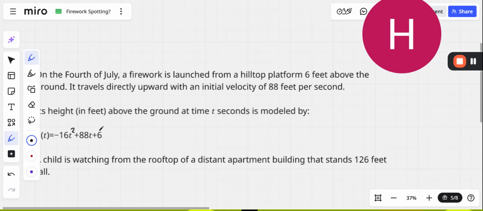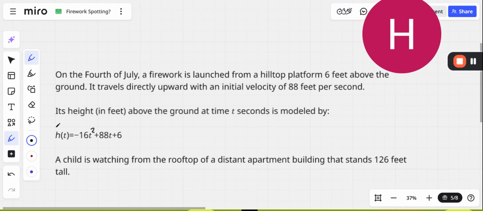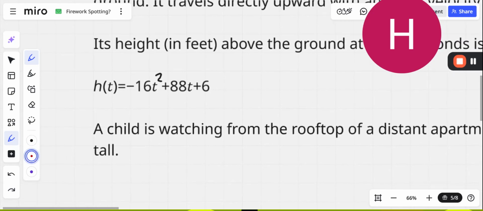Here is the equation that describes the height of the firework. All right, we're given some initial conditions, and if you are in a physics class or if you've taken physics, it will be no surprise to you that this is the equation. Now I want to mention something about this negative 16. This negative 16, this is a result of measuring the height in feet per second.